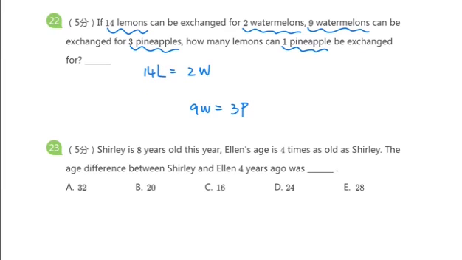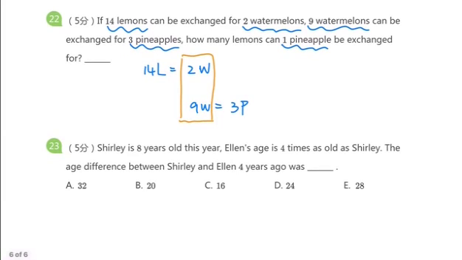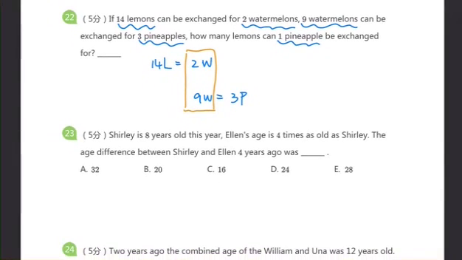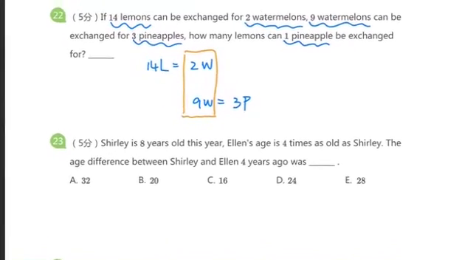We want to find the relationship between pineapple and lemons, but we do not have it directly. But we know the relationship between watermelon and them. So let's put watermelon as a bridge. So we want to make the bridge the same. So here, how can we make them the same? The easiest way is to multiply them together. So 2 times 9 equals to 18, which means we want to make the watermelon both into 18.